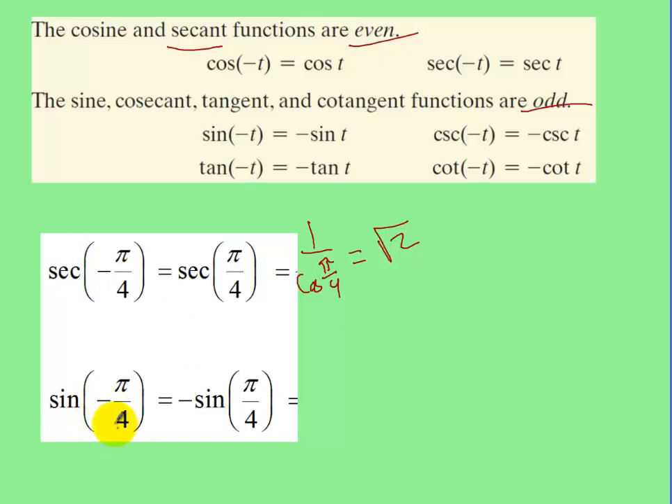Okay, so sine of negative pi over 4. Sine of negative pi over 4 is negative sine of pi over 4. So it'll be negative radical 2 over 2, because sine of pi over 4 is radical 2 over 2, and it's just the negative of that.